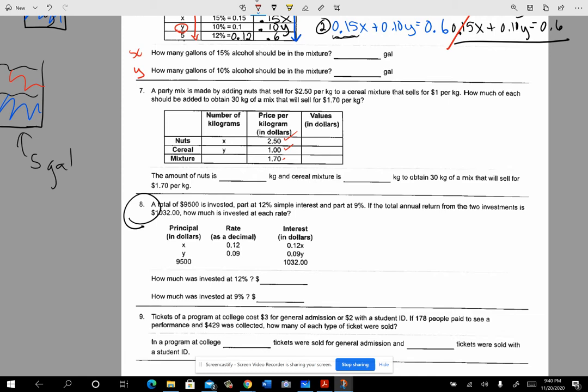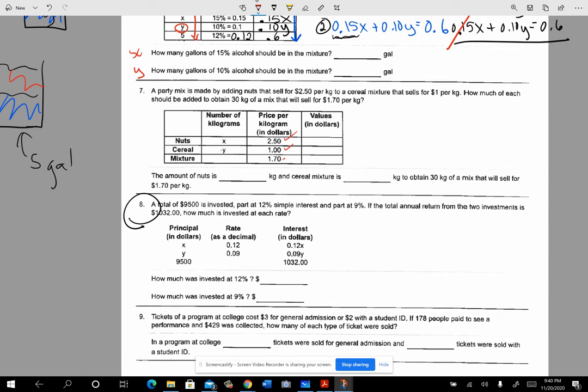Okay. So anytime I'm not sure what to let my variables be, I go to what the question is. It should be how many kilograms of nuts and how many kilograms of cereal. So they've already done that. They've let X be the nuts and Y be the cereal.